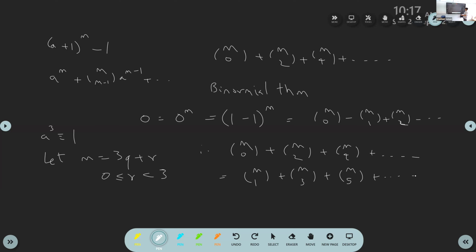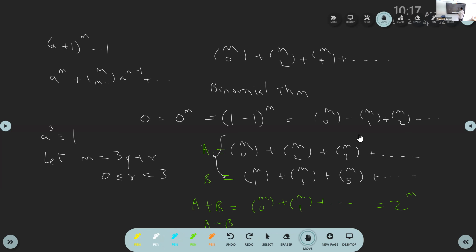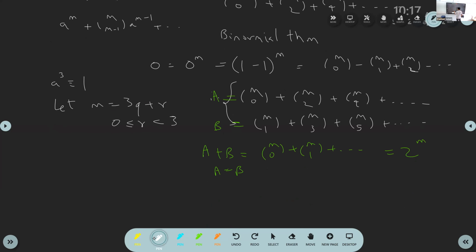Okay. And further, we already know the sum of these two together. If I call this sum A and this sum B, then we already know that A plus B, which is the sum of all the terms, is 2 raised to m. And so if A plus B is 2 raised to m and A is equal to B, then what can we say? Therefore, A and B are both equal to half of that, right? 2 raised to m minus 1.